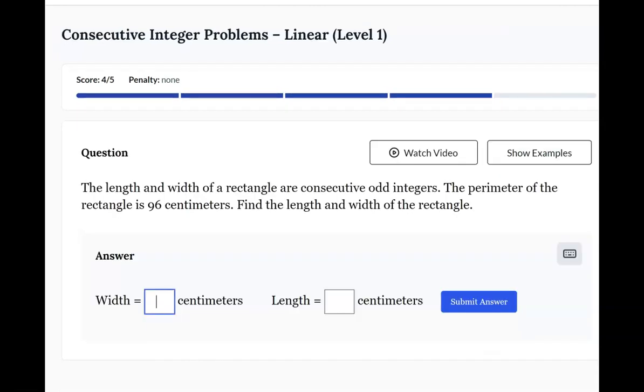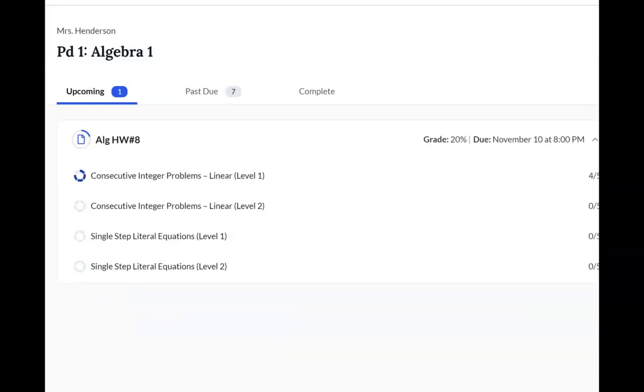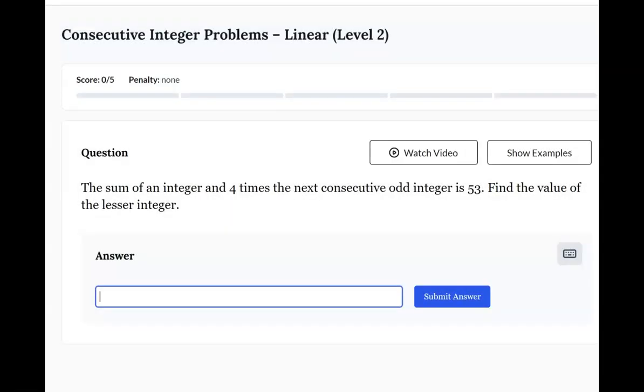These next questions seem to be of the same level, so let's move on to section 2. The sum of an integer and 4 times the next consecutive odd integer is 53. Find the value of the lesser integer.